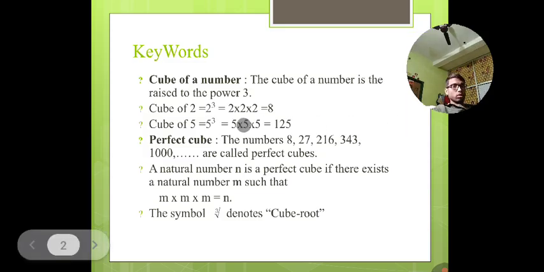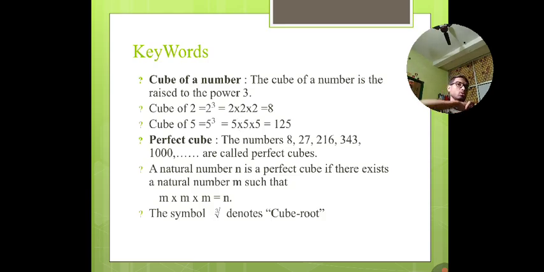The cube of a number is the number raised to the power 3. For a square, the raised power would be 2. For a cube, it would be 3. The exponent of a square would be 2. The exponent of a cube would be 3. A square has exponent 2, a cube has exponent 3. Just remember this.